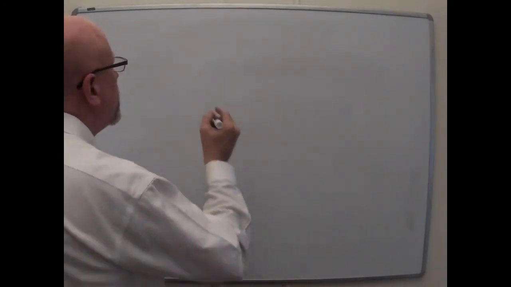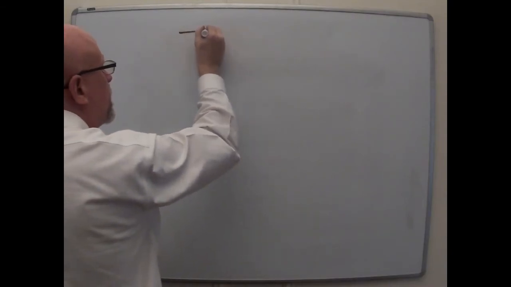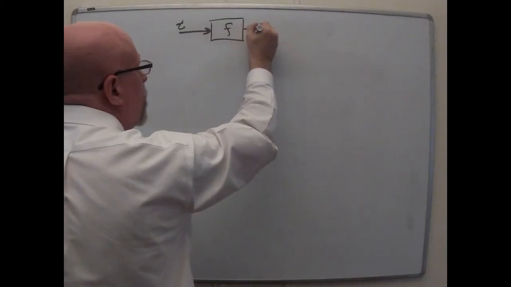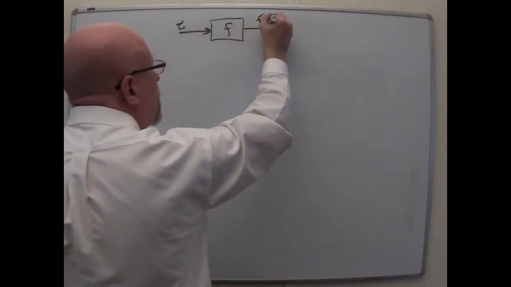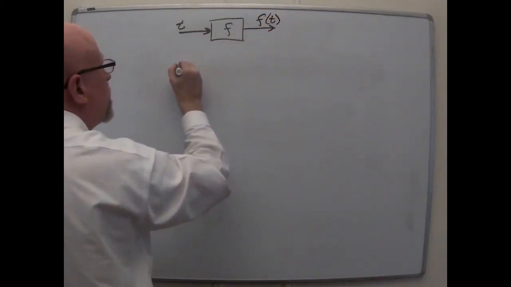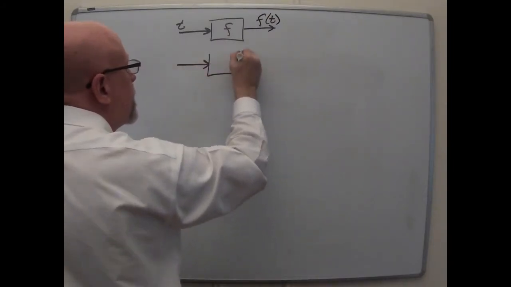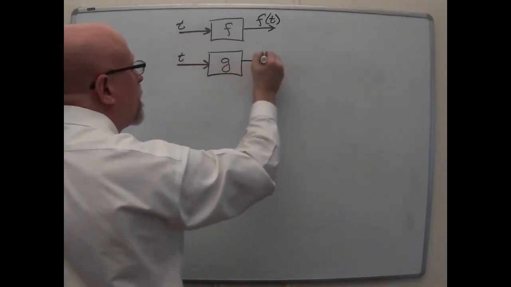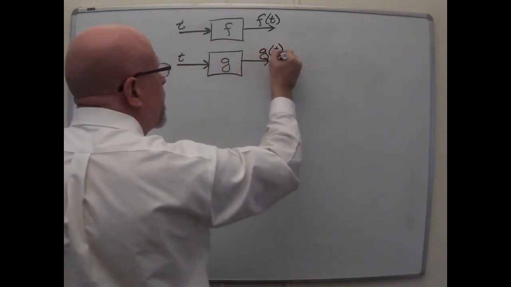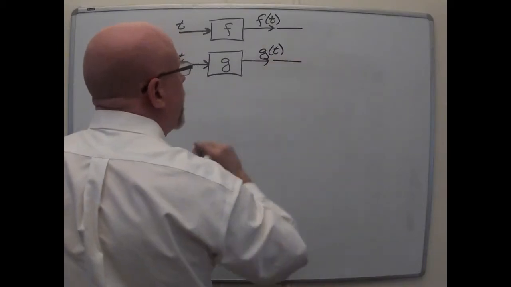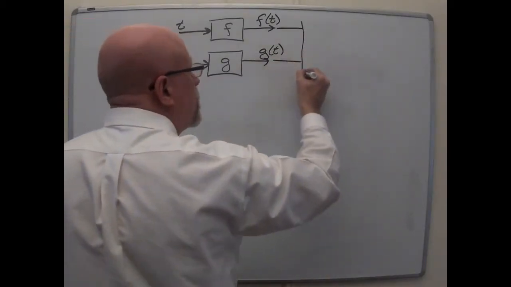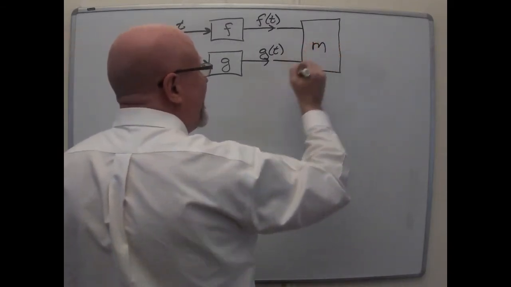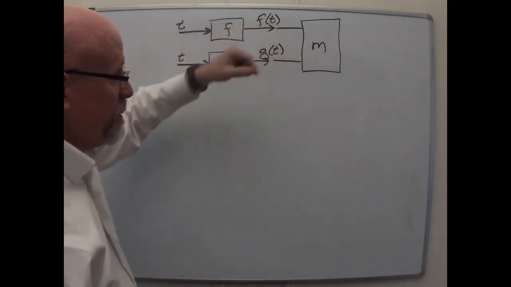Suppose I've got two functions that both take t as the input. T goes into f, and so f of t comes out, and t goes into g, so g of t comes out. And then I plug these outputs from f and g into the multiplier function. Well, let's call it m. It takes the product of the two things. Right?